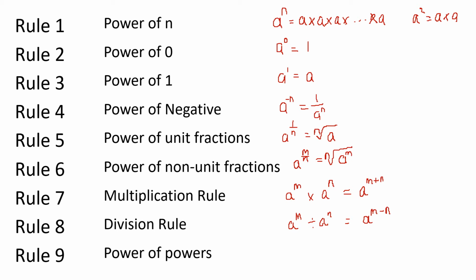And finally, our last rule, power of powers. This is when we will have a number to a power that is all to another power. So this time, instead of adding or subtracting, we then multiply the numbers together. So it would be a to the n times m, or it can be written as a to the nm.